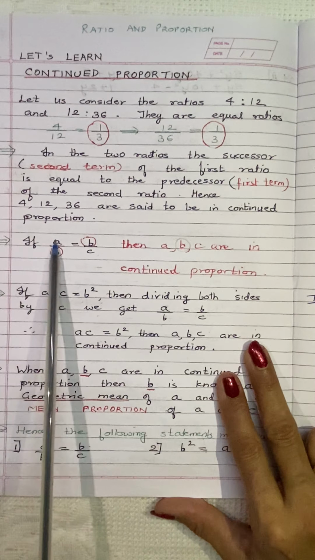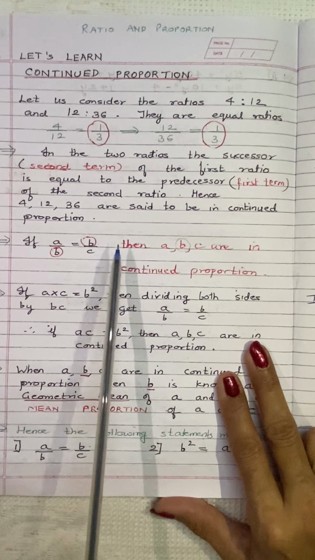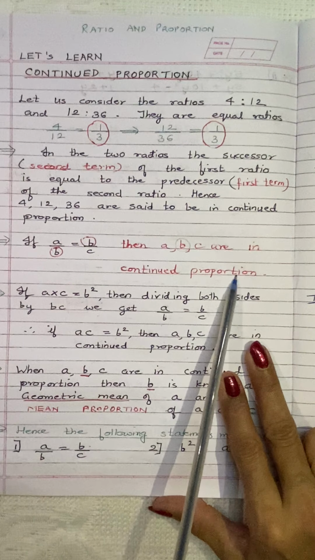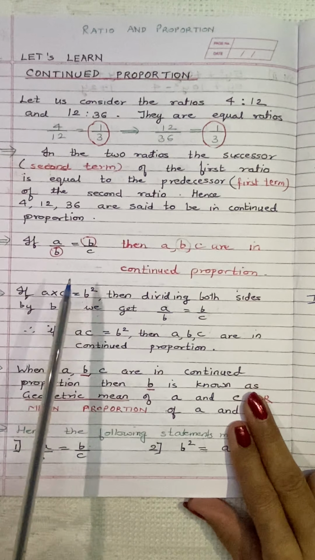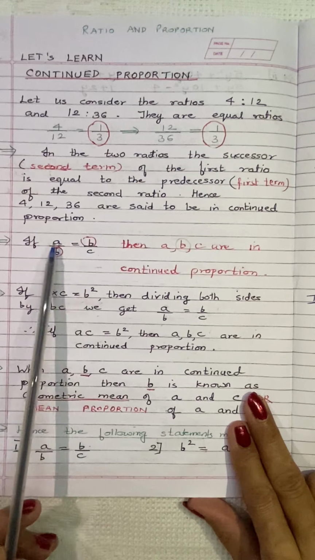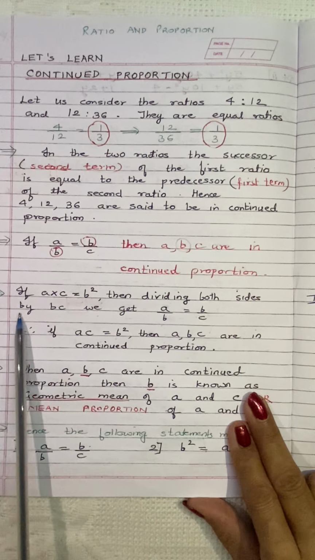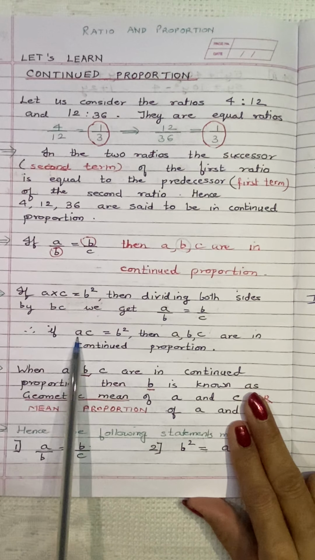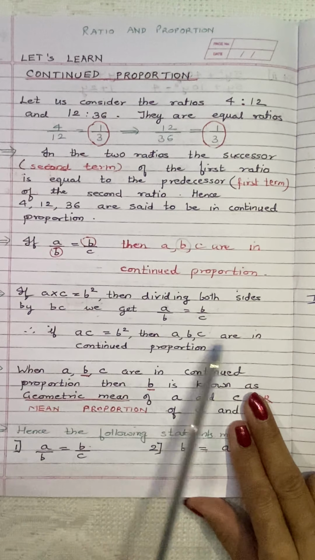So now if A upon B is equal to B upon C, you see B is repeated here, then A, B and C are in continued proportion. If we multiply these two terms, we get A into C is equal to B into B, which is B square. So AC is equal to B square. Then A, B and C are in continued proportion.